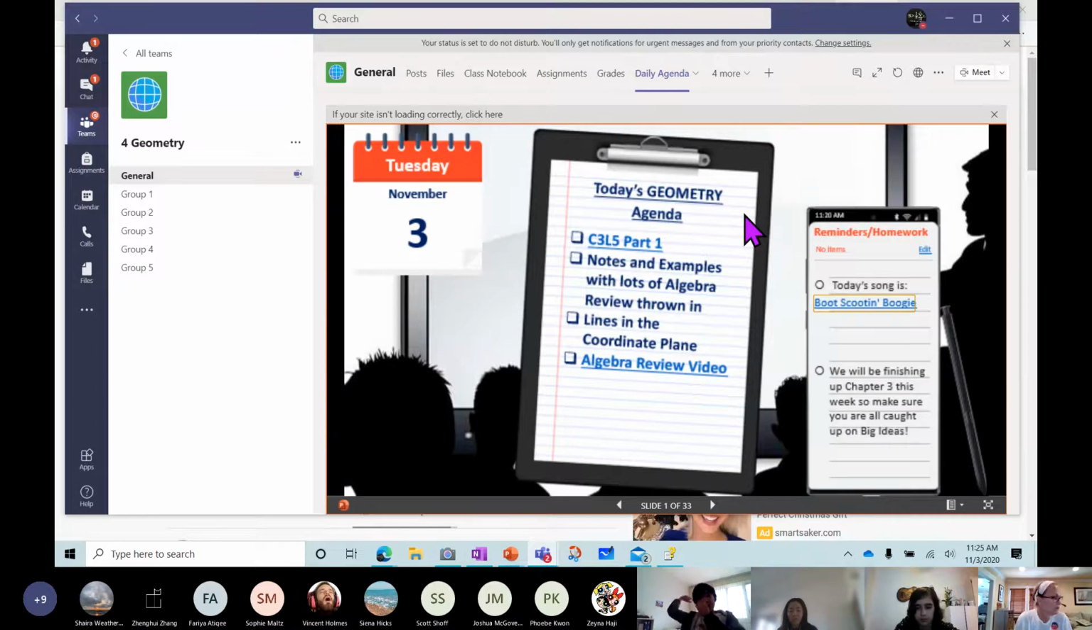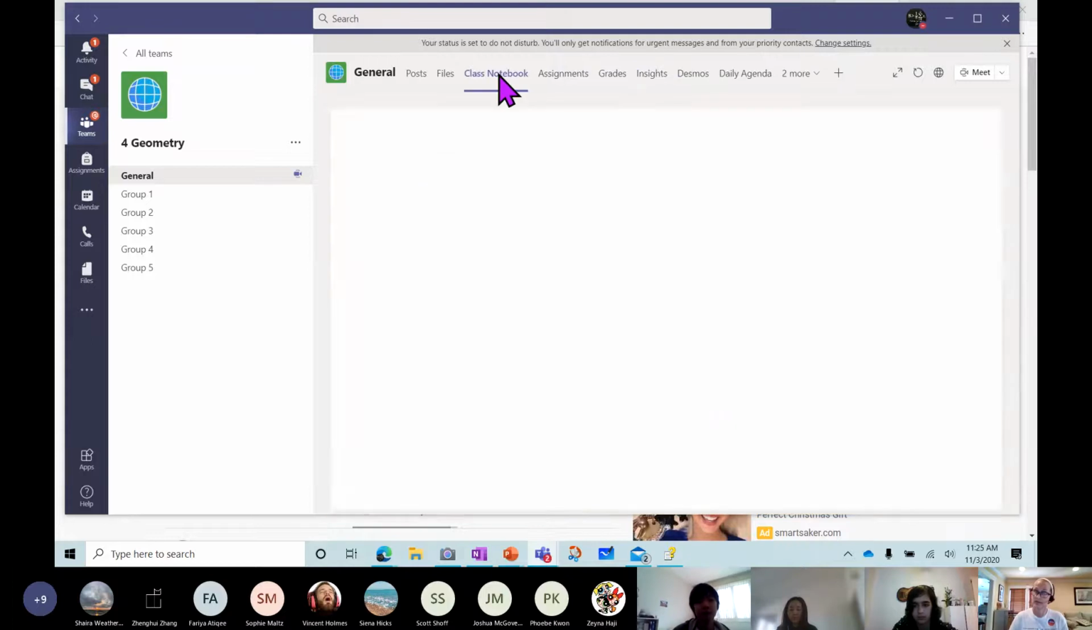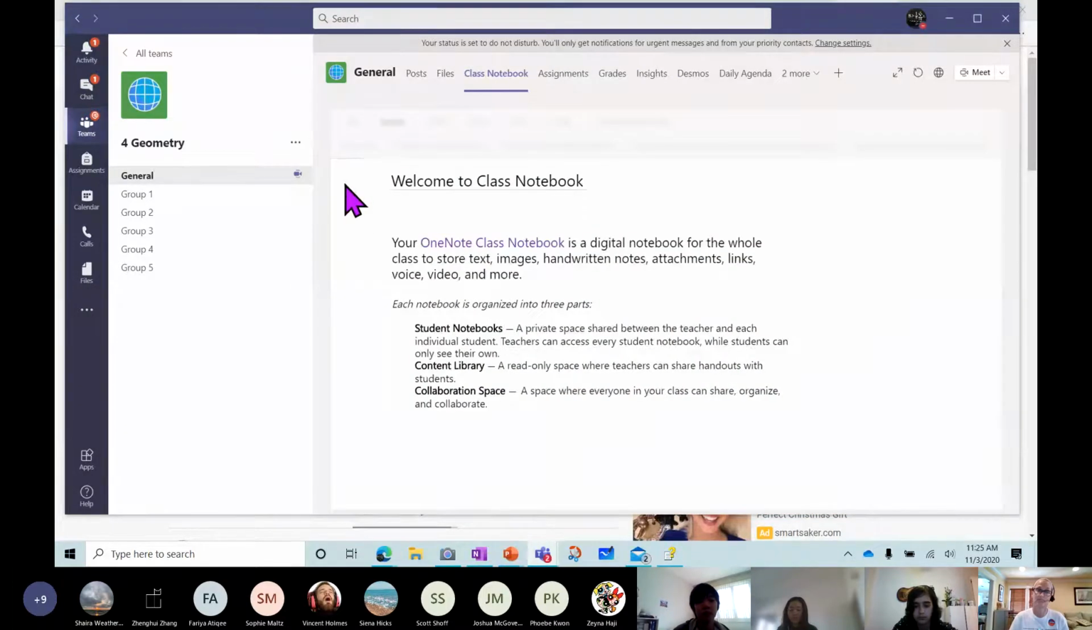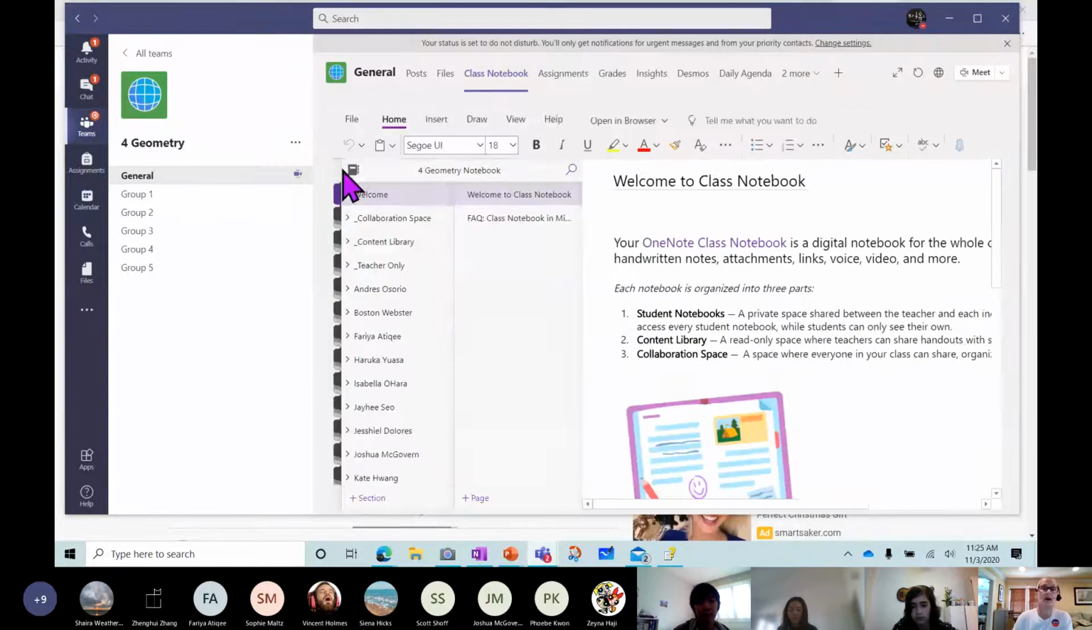So I've made this little algebra review for you, which we're going to watch together now. If you would like to fill in these notes as we go along, they're in your class notebook. So you might want to open this up and/or print them out if you can do that, under the content library.